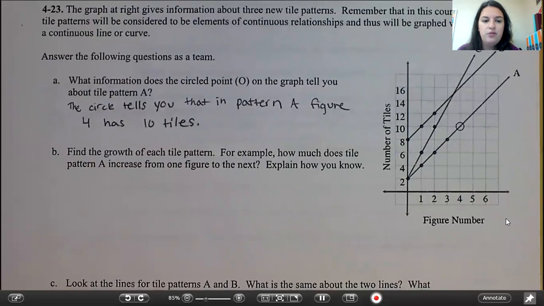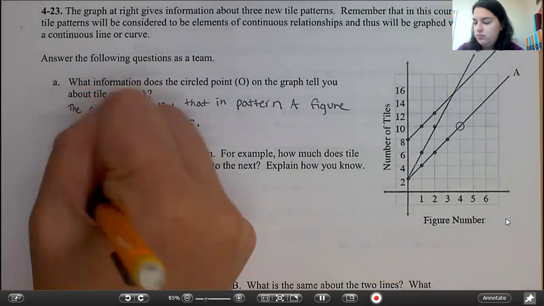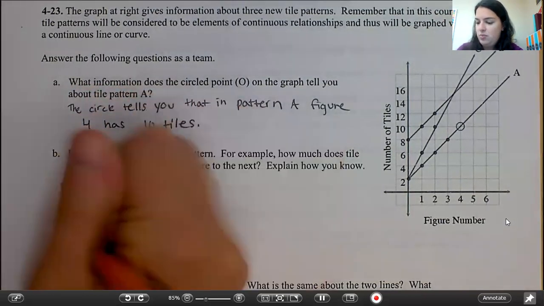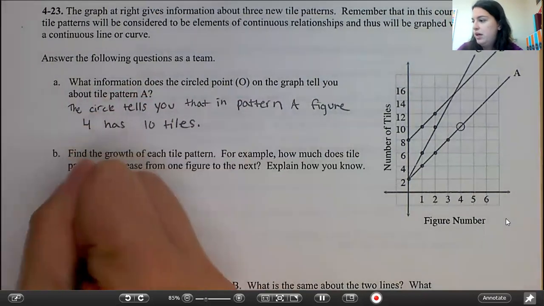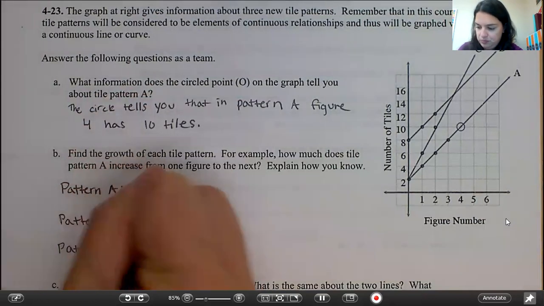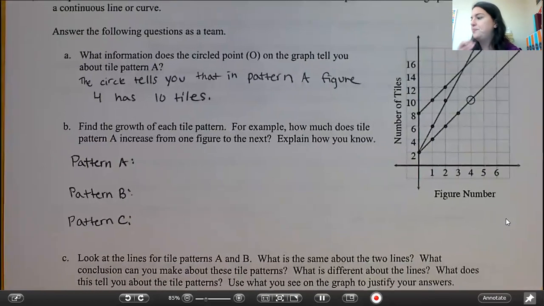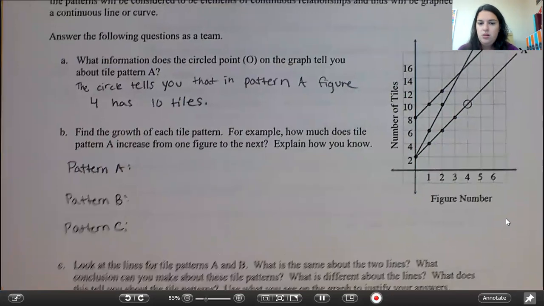Part B says, find the growth of each tile pattern. For example, how much does tile pattern A increase from one figure to the next? Explain how you know. So you're going to answer this question for pattern A, pattern B, pattern C. Okay, go ahead and answer that. Okay, let's talk about this.